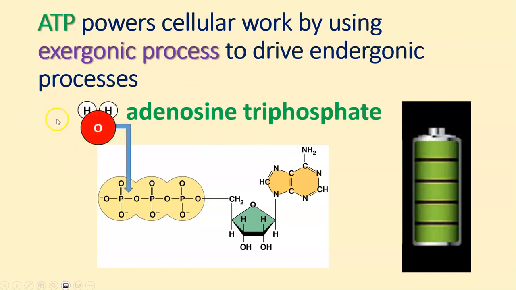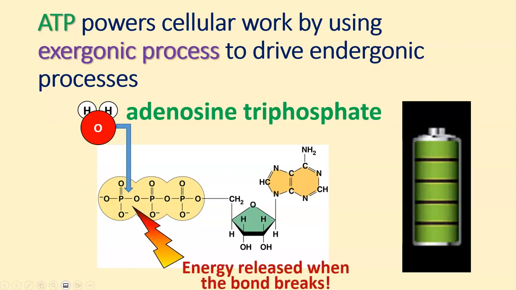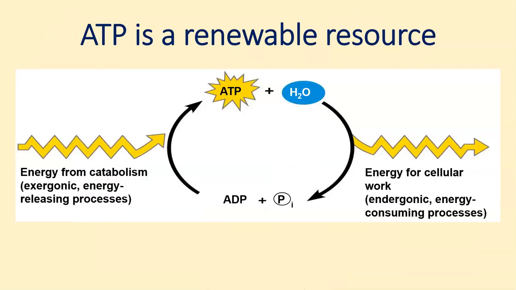So when water is added, it breaks the last phosphate group. The terminal phosphate bond is broken, and energy is then released, available to do work. The phosphate group might be added to another molecule, but it can be then later released and brought back. And so that's where we see the recycling of ATP from ADP.